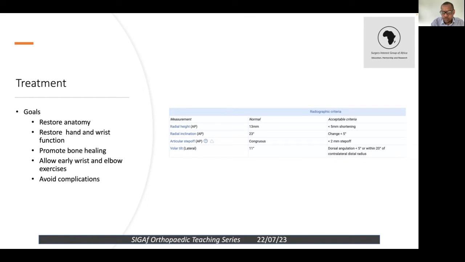Remember, whenever we're treating fractures, we want to allow for absolute complete reduction. So you should have, at the very most, 2 millimeters of step off, but you want there to be no step off altogether. So you want the articular surface to be completely congruous.